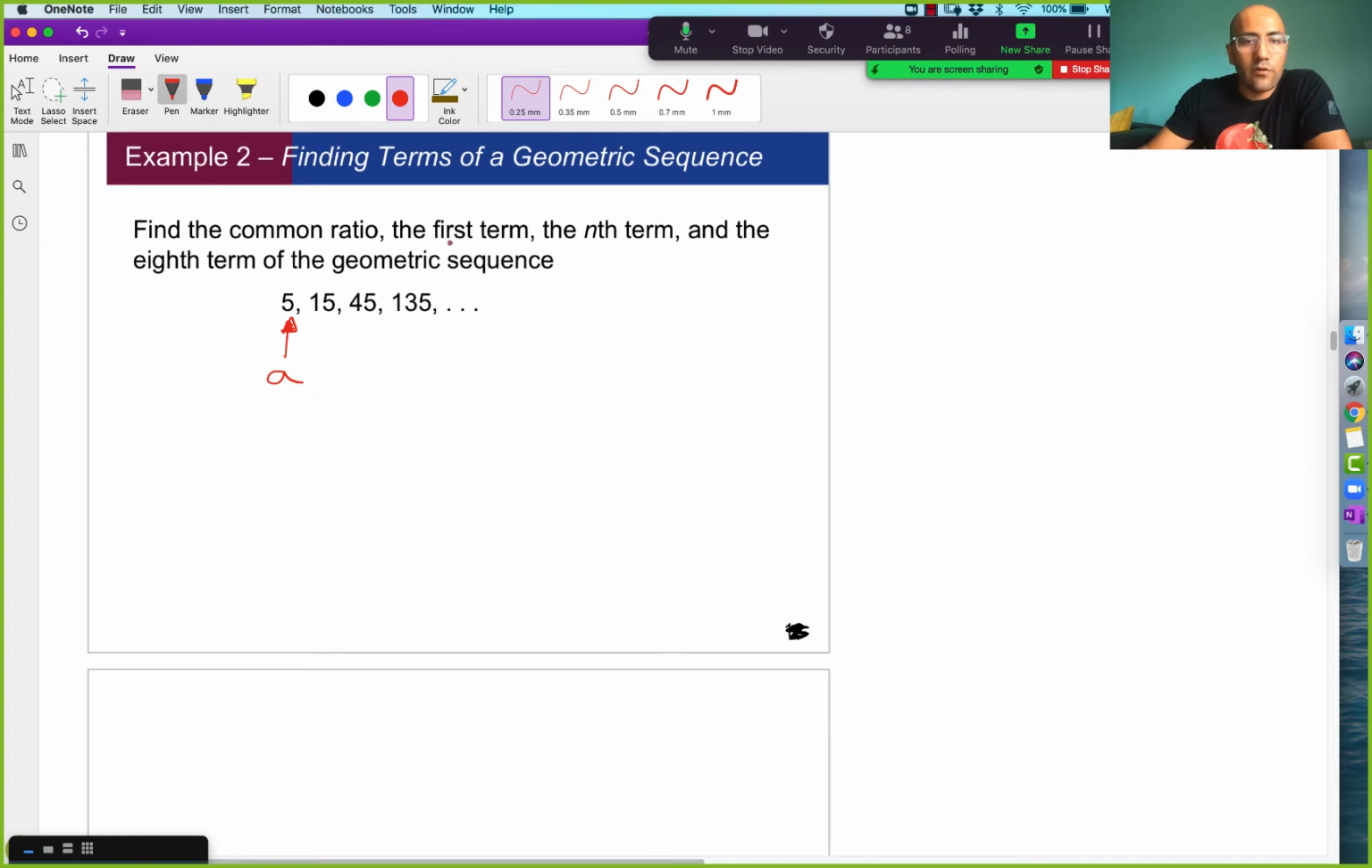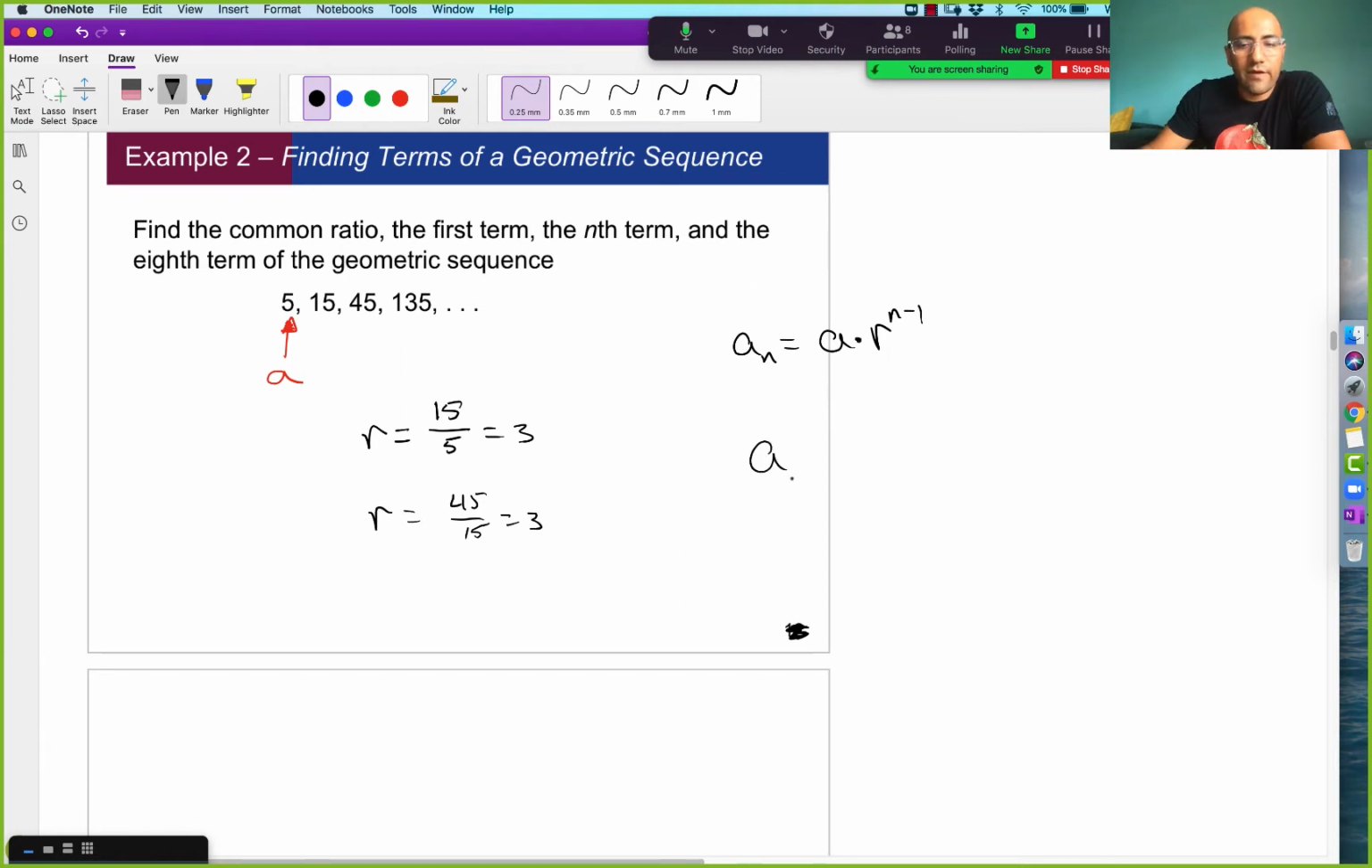Good. Remember that in order to find the nth term, we just have to follow our general formula, which is a sub n equals a times r to the n minus 1 power. So we just have to find a and r, and a is right there. a is 5, so we're already halfway there. Remember that r is found by dividing any two consecutive terms of a geometric sequence. So I can just take the easiest one: 15 divided by 5 equals 3. Or I could have also said r equals 45 divided by 15. That's also equal to 3.